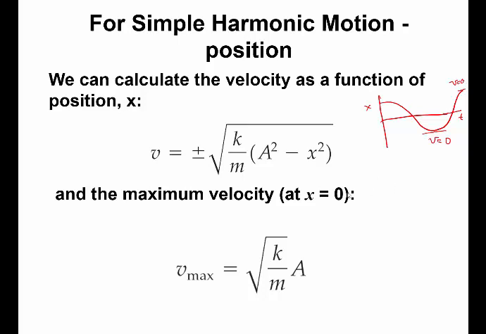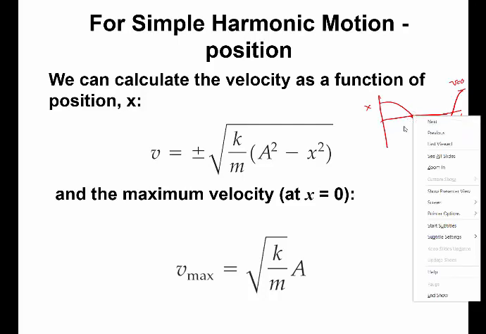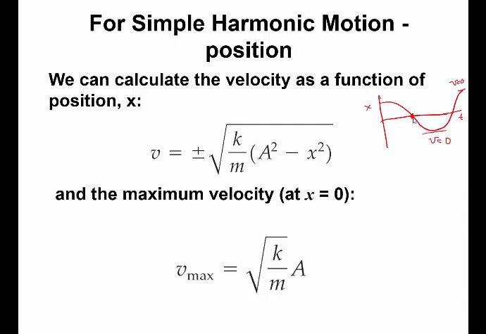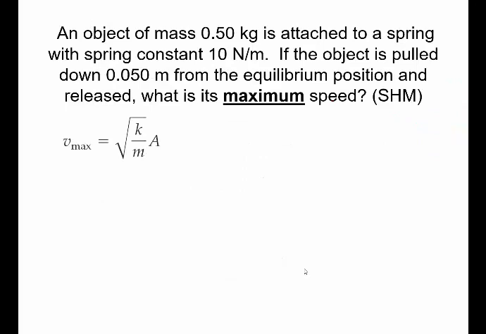When x is equal to 0, right here, at that point this term is 0, and we end up with V max equal to the square root of k over m times the amplitude, the maximum displacement. So what if we're interested in the maximum speed?